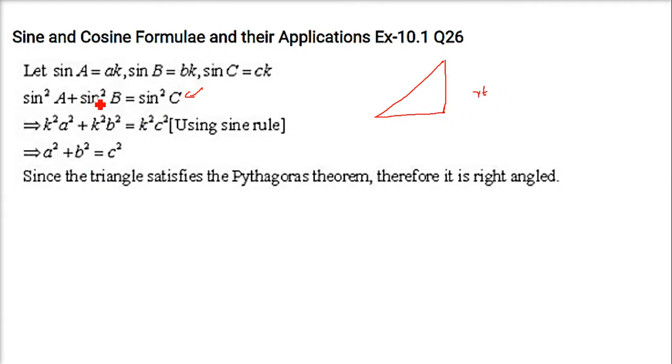So it's pretty easy. What we have to do here is put sin A as ka, because we know that a by sin A is k, so we can always write this as 1 by k also. So sin A is ka. Similarly, sin B is kb and sin C is kc. In place of sin square A we put k square a square, in place of sin square B we put k square b square, and here we put k square c square. So k square gets cancelled. You get a square plus b square equal to c square. This is proving that it is indeed a right angle triangle, by Pythagoras theorem, if this is true.